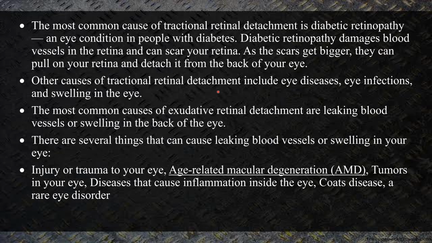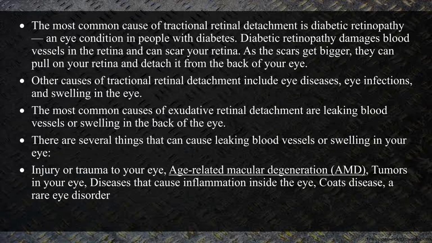Other causes of tractional retinal detachment include eye diseases, eye infection, and swelling in the eyes, which I have already told you. The most common causes of exudative retinal detachments are leaking blood vessels or swelling in the back of the eye. There are several things that can cause leaking blood vessels and swelling in your eye: injury or trauma to your eye, age-related macular degeneration, tumors in your eye, diseases that cause inflammation inside the eye, and Coats disease, a rare eye disease.